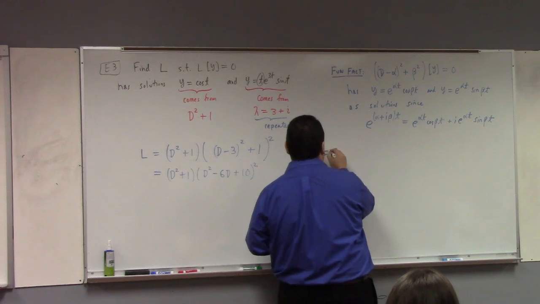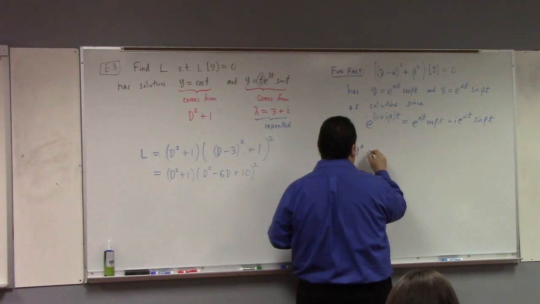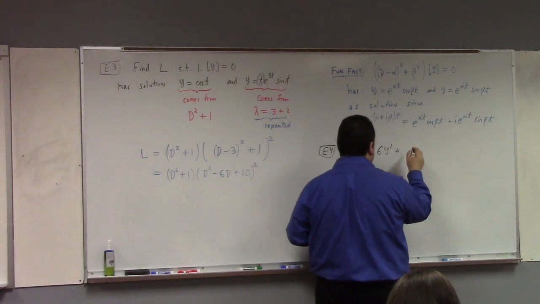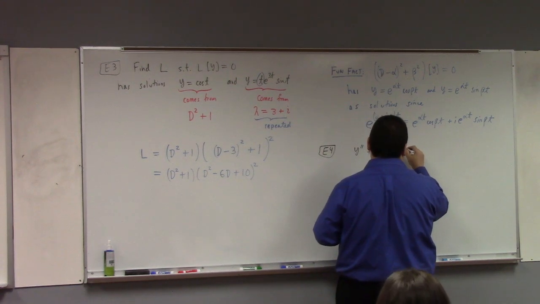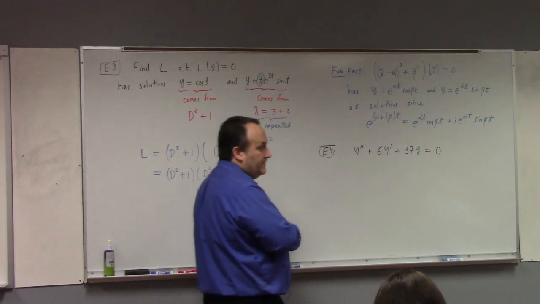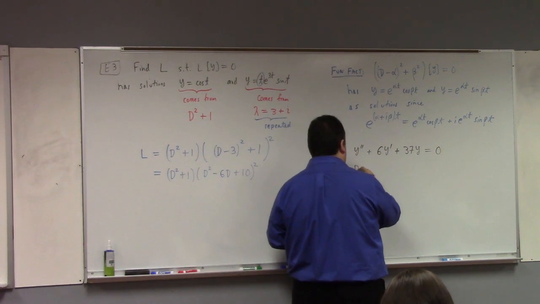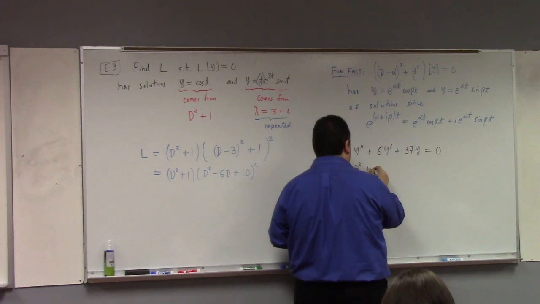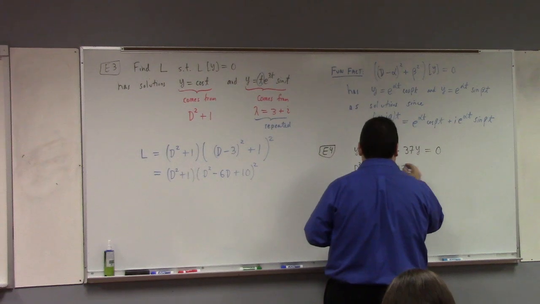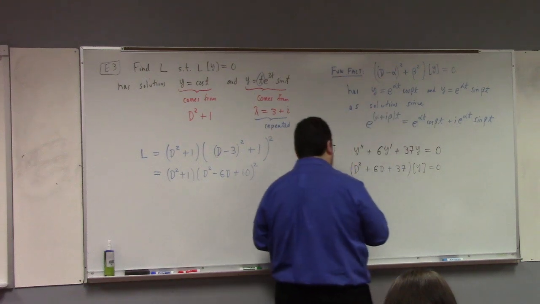Example 4. Suppose you want to solve y double prime plus 6y prime plus, oh, I don't know, 37y equals 0. How do you do this? Well, there are several ways, but one way we could do this is convert it to an operator equation. This is (D squared plus 6D plus 37) y equals 0.